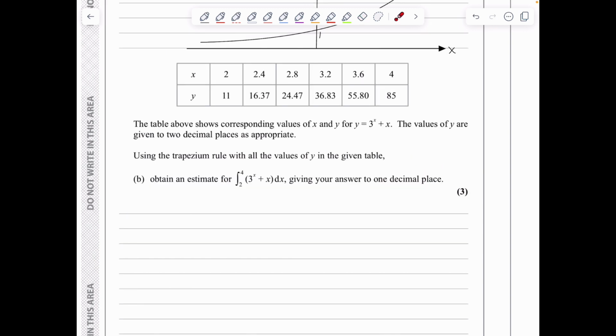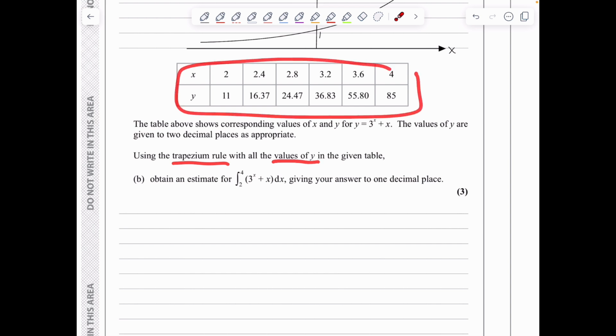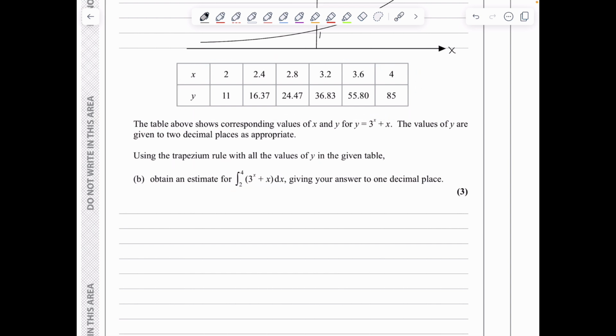In part B, we need to use a trapezium rule with all the values of y in the given table here to obtain an estimate for this integral. So the trapezium rule, remember, it's a way of estimating a given integral. So it always starts with a half times the height of the trapezia, which is the difference between two consecutive values of x in the given table. So that's 0.4 in our case, and then it's the first and last y values once, and all intermediate values twice.